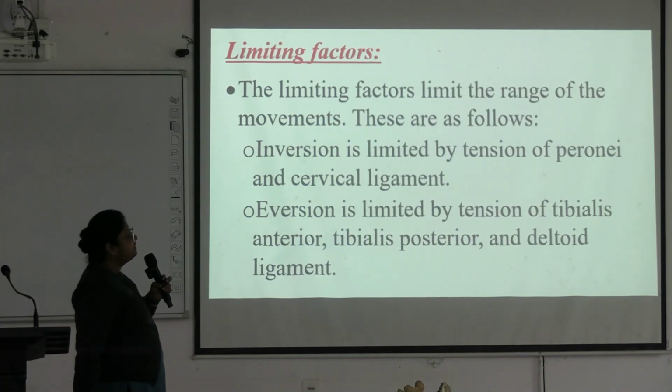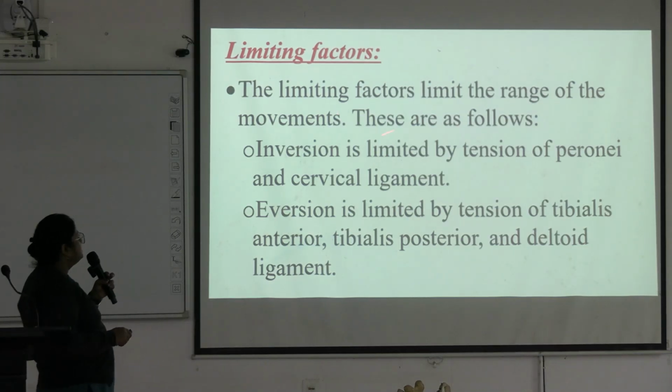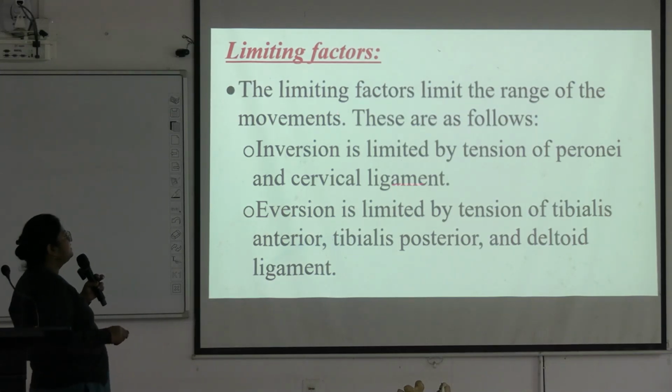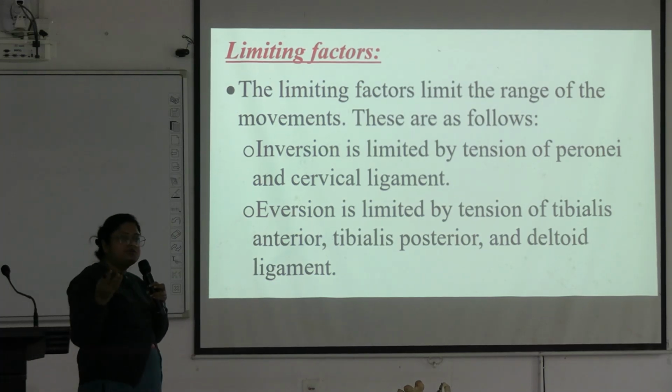Now, what are the limiting factors for these movements? Limiting factors limit the range of movement. Inversion is limited by tension of the peronei muscles, peroneus longus and brevis. They are doing the eversion, so they will restrict the inversion movement.